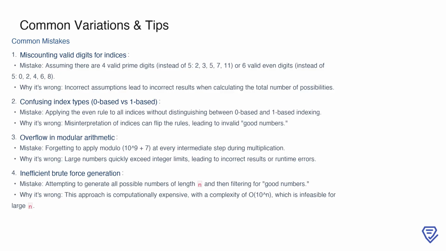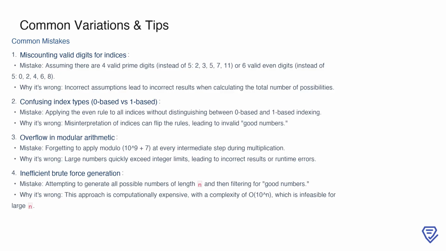Another mistake arises when confusing 0-based and 1-based indexing. The rules for even and odd indices depend on the indexing system, and applying the even rule indiscriminately without distinguishing between the two can produce invalid results. Additionally, forgetting to apply modulo operations, specifically modulo 10 to the power of 9 plus 7, at every intermediate step during multiplication can cause overflow errors, especially when working with very large numbers.